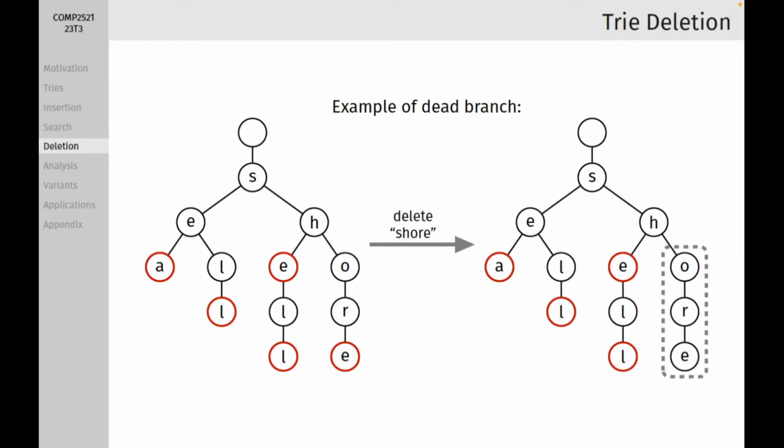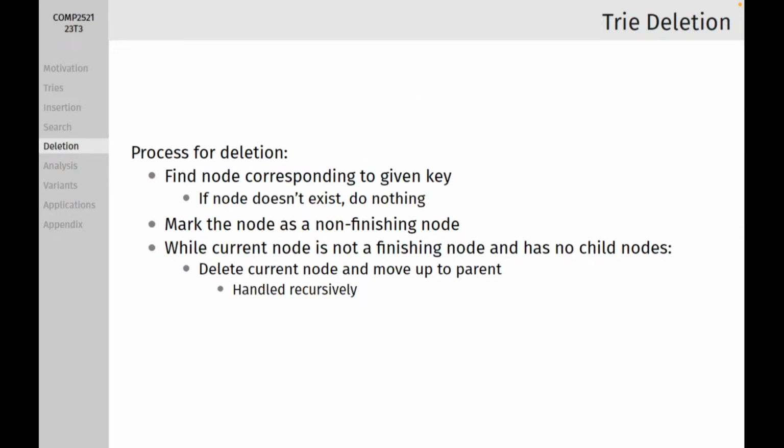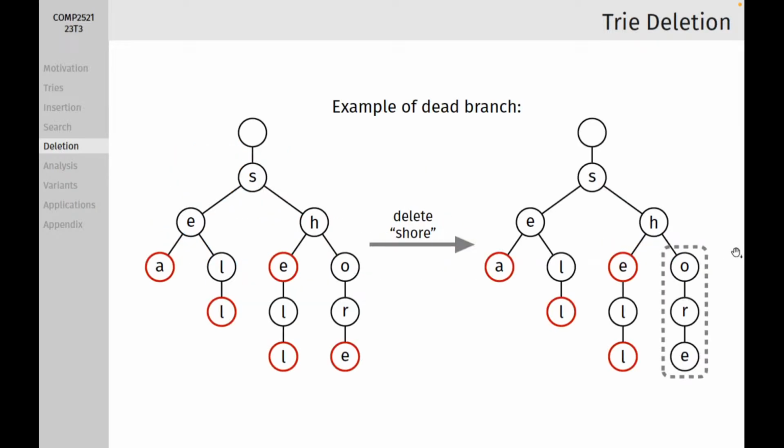Right, so here's an example. Suppose we have a trie consisting of the words C, cell, she, shell, and shore. If we delete the word shore by simply traversing down to the node and marking it as not a finishing node, then we end up with this branch here that doesn't contain any finishing nodes, right? And there's no point for us to have this branch. Okay, so what we do is we need to make sure to clean up this branch, right?